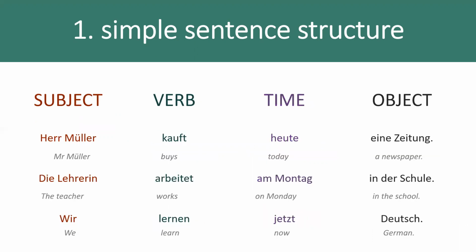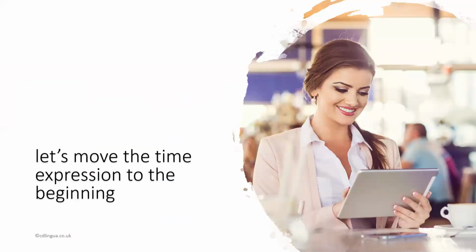Now the other sentences, we've just got different time expressions. So we've got heute, am Montag oder jetzt. So the sentences would be, Herr Müller kauft heute eine Zeitung. Die Lehrerin arbeitet am Montag in der Schule. Wir lernen jetzt Deutsch. So now what we can do, we can move the time to the beginning of the sentence.